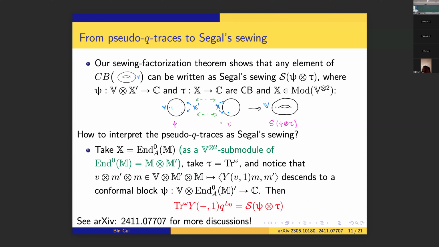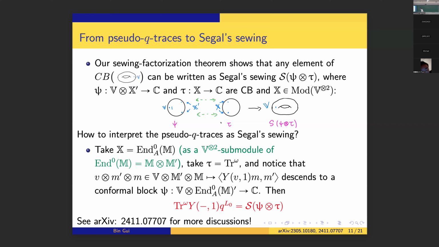For the sphere on the left-hand side, I need to choose the conformal block, which is a linear functional on V tensor X prime. So V itself is a module of V, and X prime is the contragredient of X. X is a V tensor V module. Okay. So the left-hand side is a conformal block associated with the sphere with three marked points. On the right-hand side, I choose another conformal block for the top associated to the sphere with two marked points and the module X. And then if you sew these two conformal blocks together by using the contraction, according to the previously mentioned result, you will get a genus one conformal block. And our sewing factorization theorem will tell you that every genus one conformal block arises in that way.